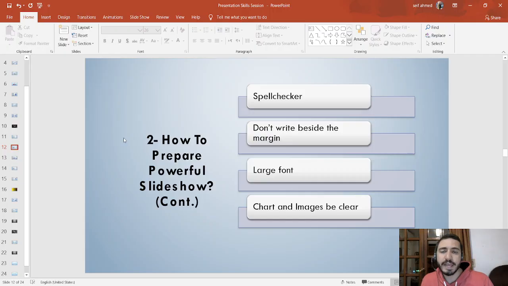Also, don't write anything beside the margin because it depends on the type of projector that is used. If you are giving this presentation in a meeting room, you will not be able to read some words because they will be cut by the margins.